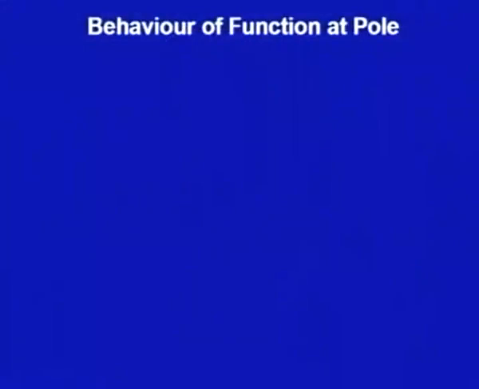So, let us see the behavior of the function near poles and near these isolated essential singularities. So, the behavior of the function at a pole, let us first see it by an example. Suppose I am taking the function 1 upon z square.